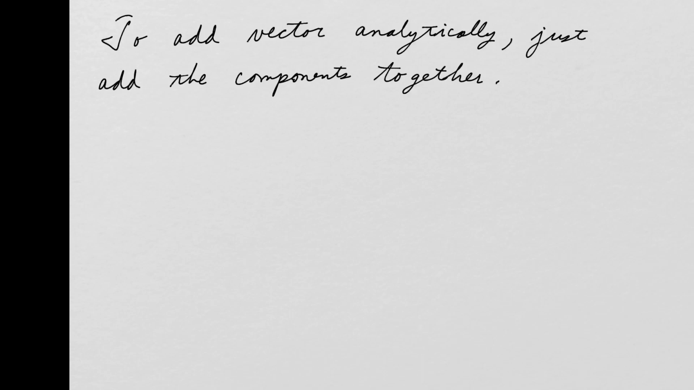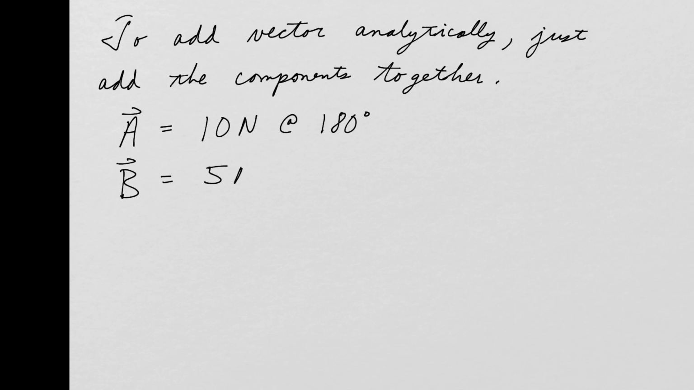Let's say I'm given that vector A is 10 newtons, so it's a force vector, at 180 degrees. And I'm given vector B is 5 newtons at 30 degrees. And I want to find the sum of those two, which I'm going to call R, which is A plus B. I'm going to add them together and get the resultant vector. Think of R as the resultant of summing them together, A plus B.